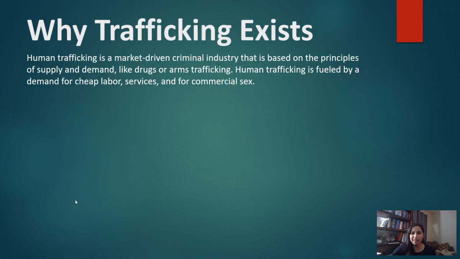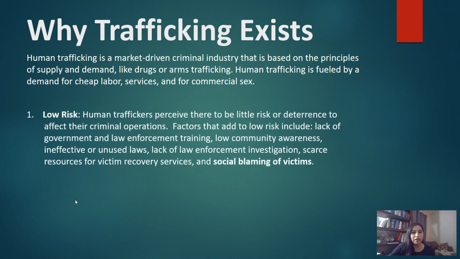So why does trafficking exist? Human trafficking is a market-driven criminal industry that is based on the principles of supply and demand, like drugs or arms trafficking. Human trafficking is fueled by a demand for cheap labor, services, and for commercial sex. There is low risk to the trafficker. Human traffickers perceive there to be little risk or deterrence to affect their criminal operations. In other words, there is someone else doing the work for them.